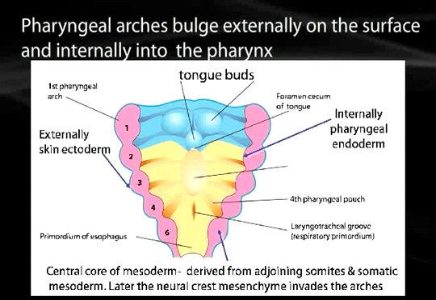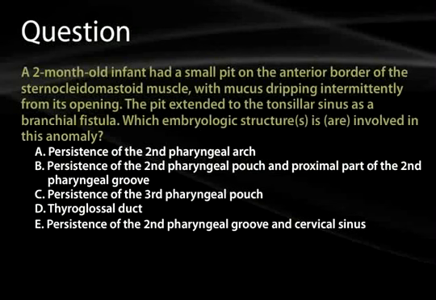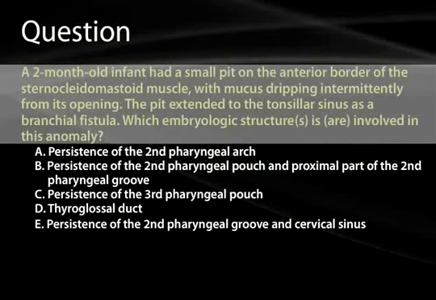There's an important membrane that needs to come into play where you've got this internal pharyngeal endoderm on the inside and this external skin or ectoderm on the outside of these arches. There's going to be a central core of mesenchyme or mesoderm that will come in, and this will be arising from the adjoining somites as well as the somatic mesoderm.